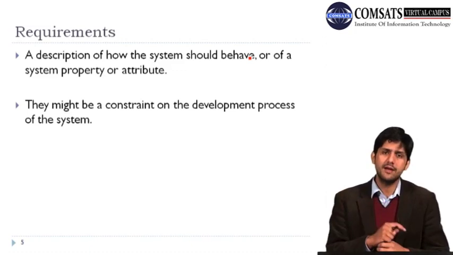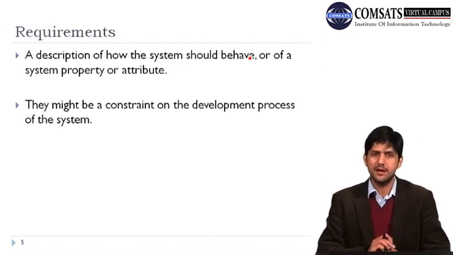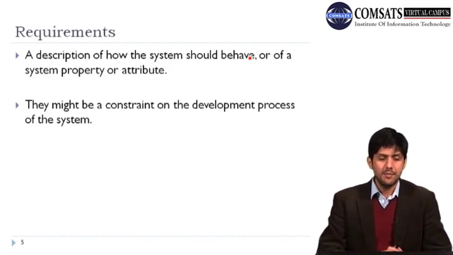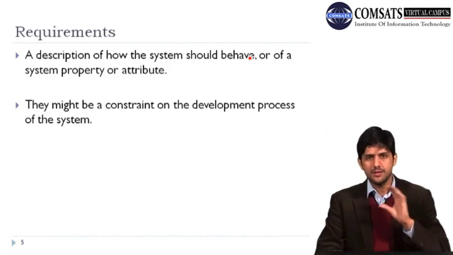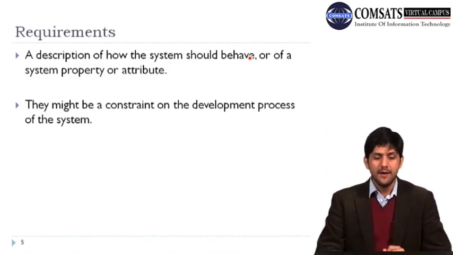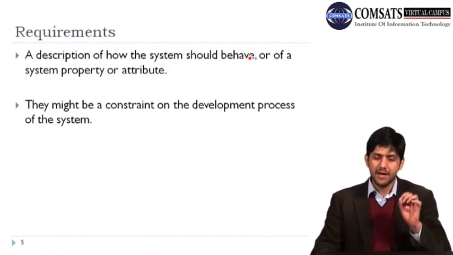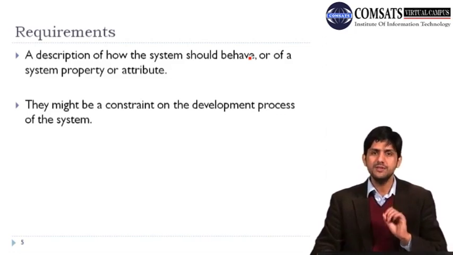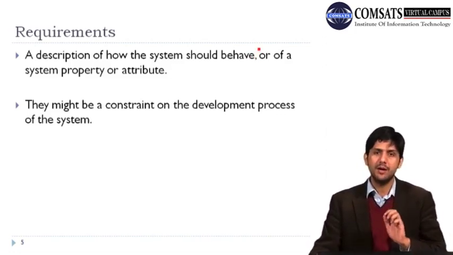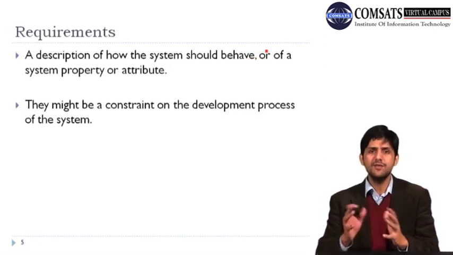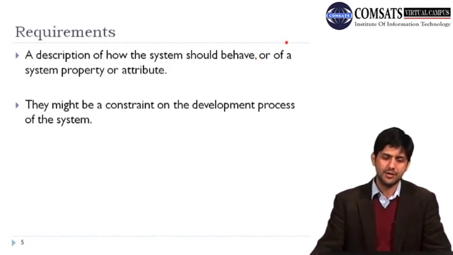Let's look back at the definition of requirements that we discussed in our initial lectures. So what is a requirement? It's a description of how the system should behave, or of a system property or attribute. Keep these things in mind. These descriptions might also be a constraint on the development process of the system. We can either talk about how the system should behave or about a certain feature of the system.